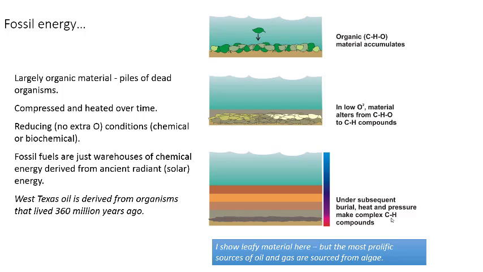This makes complex carbon and hydrogen compounds that we can then refine into the products that we use for power: gasoline, diesel, kerosene, some of the other organic compounds that we use for cleaning. All of these can be derived. We might be familiar that much of the oil in Texas is extracted from the West Texas area around Midland and Odessa. Most of the oil in those reservoirs is derived from organisms that lived 360 million years ago.